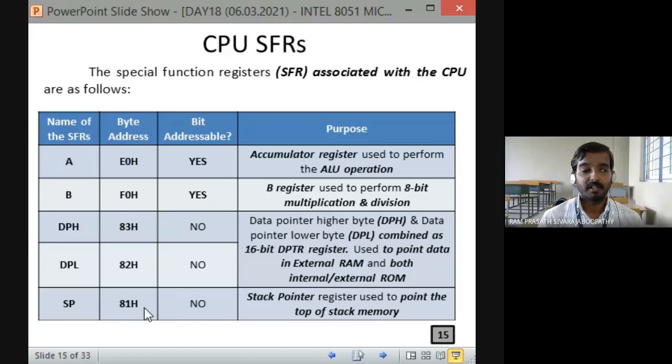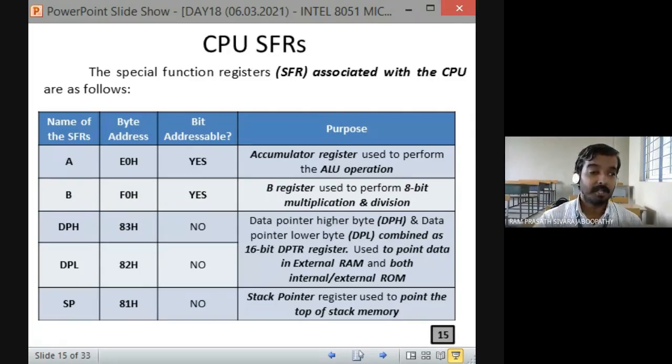In this, DPH, DPL and stack pointer, these three, whether it is bit addressable: on seeing this table you can see these three registers are not bit addressable, correct? That means each bit in these registers cannot be addressed individually. Bit addressing is not possible for these three registers. Stack pointer is generally used to point the top of the stack memory. That's it.